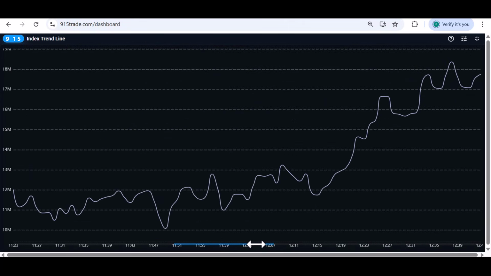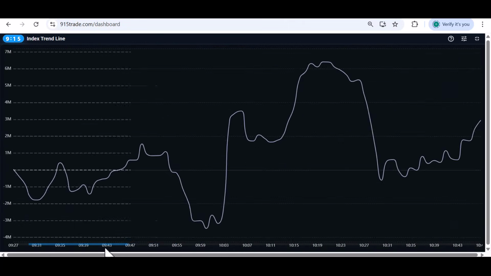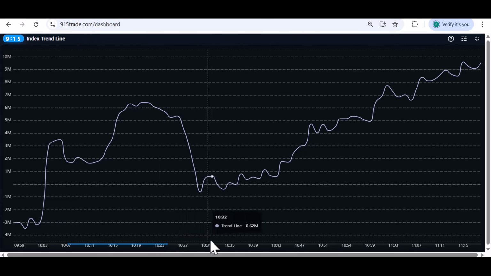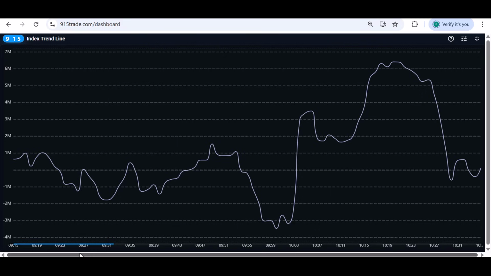Here's how simple it is to read. When the trend line is above the zero line, it means buyers are dominating. Below zero means sellers are dominating. When it's rising, it means buying power is increasing. When it's falling, it means selling power is growing.